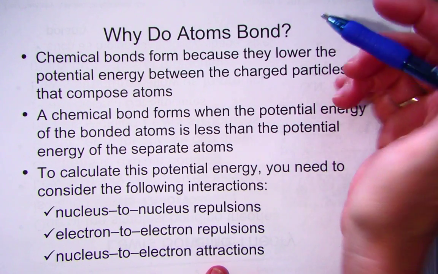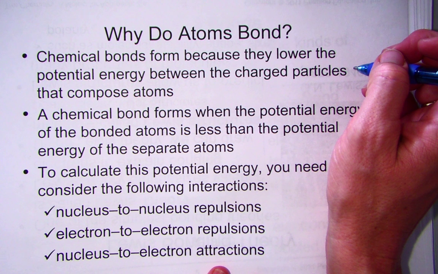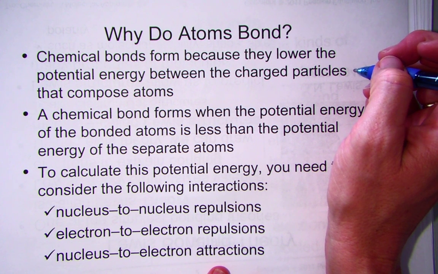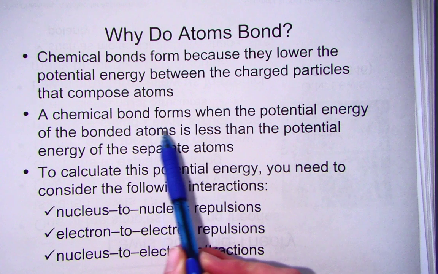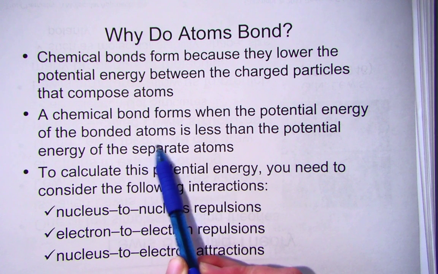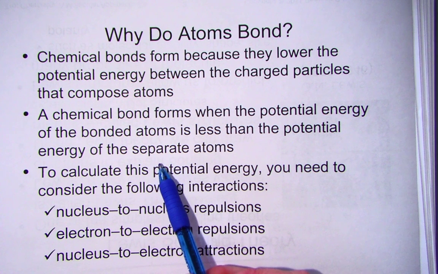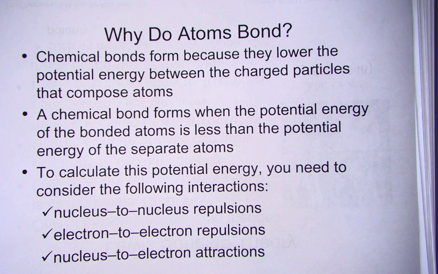When chemical bonds form, they do so because the new bond is at lower energy than the original atom was by itself. Forming bonds lowers the potential energy between the charged particles. A chemical bond forms when the potential energy of the bonded atoms is less than the potential energy of the atoms in their separate forms. So we have so many interacting energies to calculate when you need to consider the following interactions.